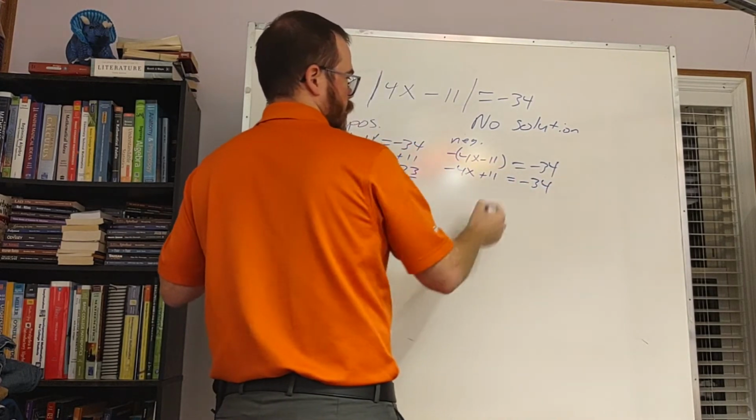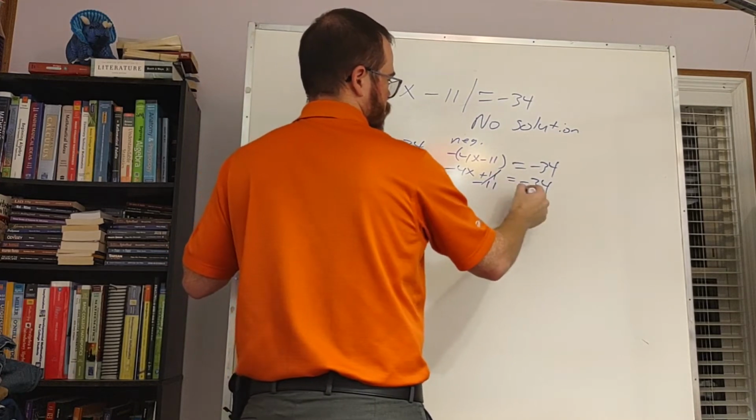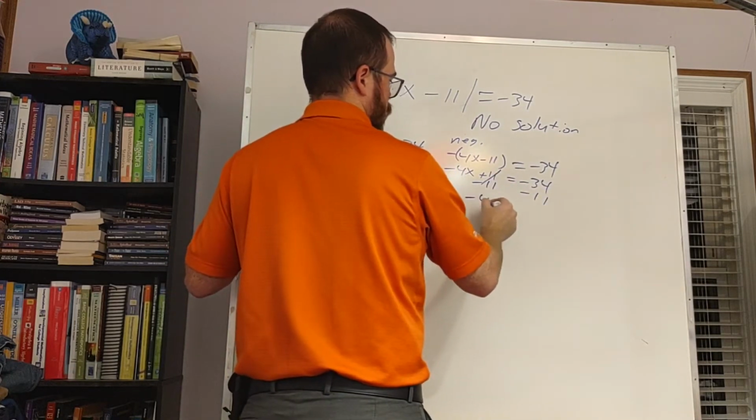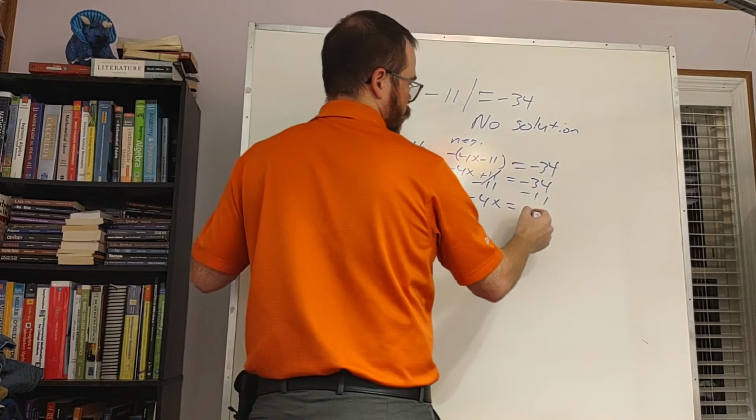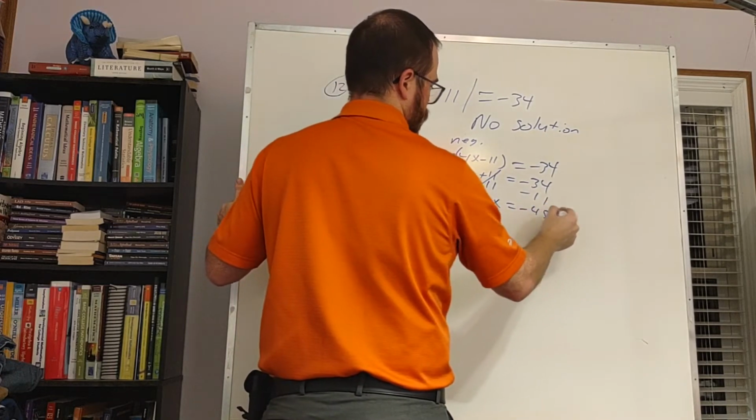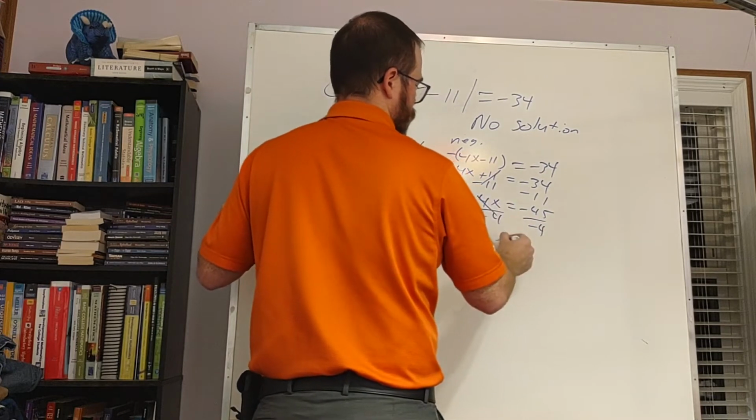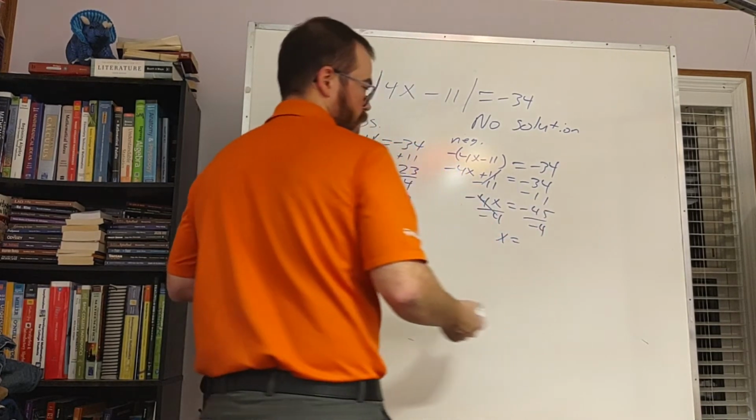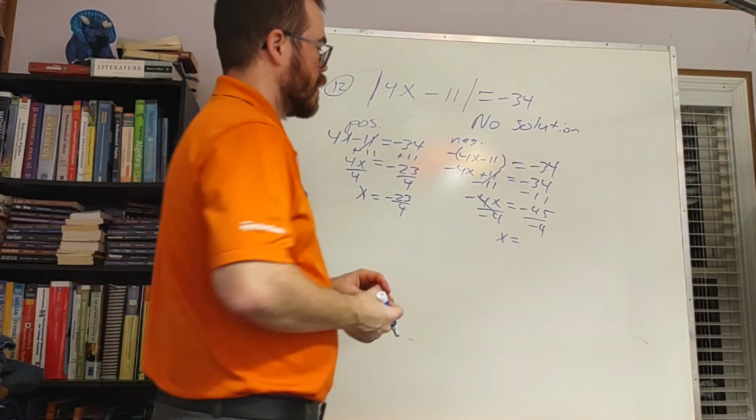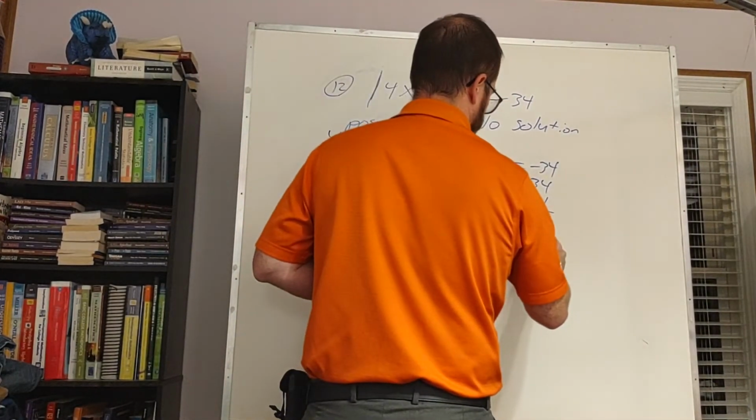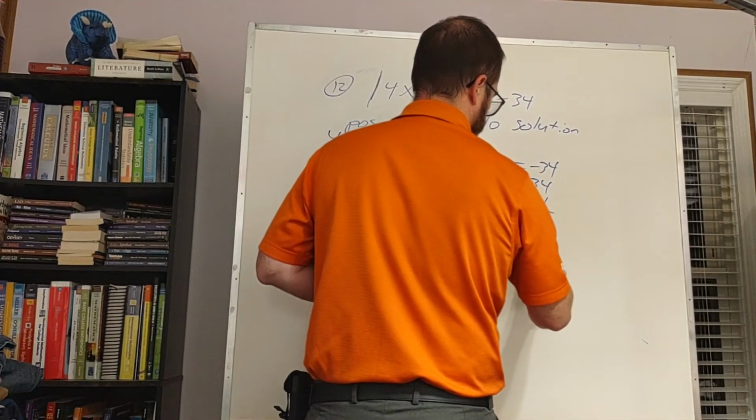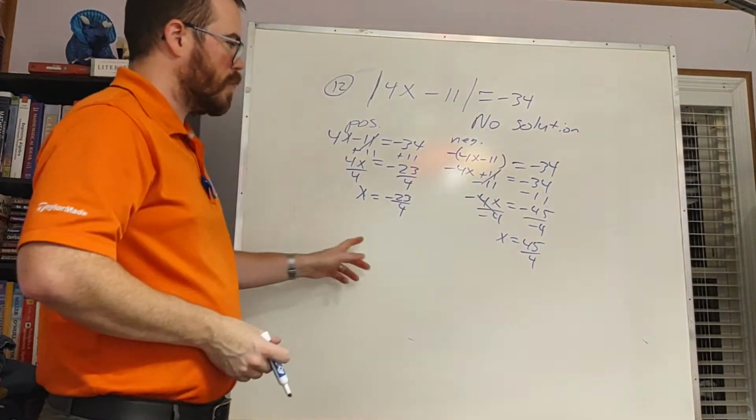Okay, so we're going to minus 11 on both sides. So we got negative 4x equals negative 45. Divide by negative 4 on both sides. X equals negative, negative. If we divide that, that's going to give us a positive 45 divided by 4. We can just leave that as 45 over 4. Okay. So we have two possible solutions.